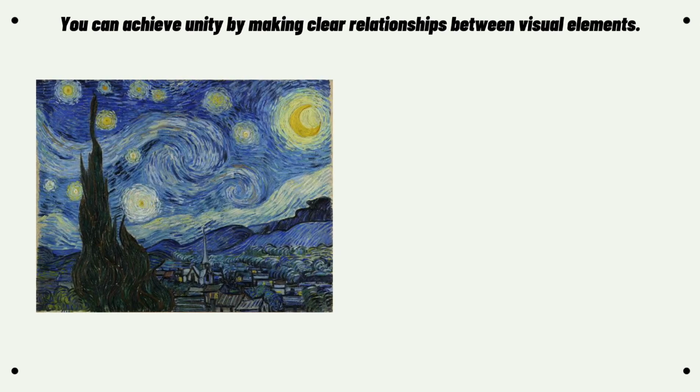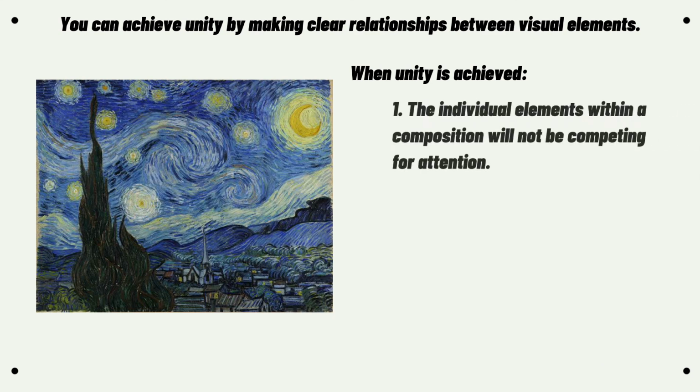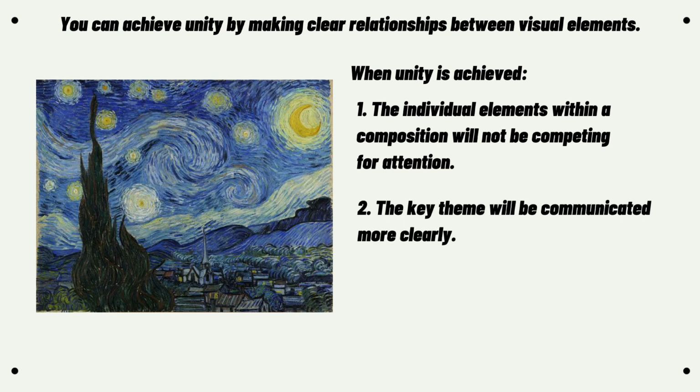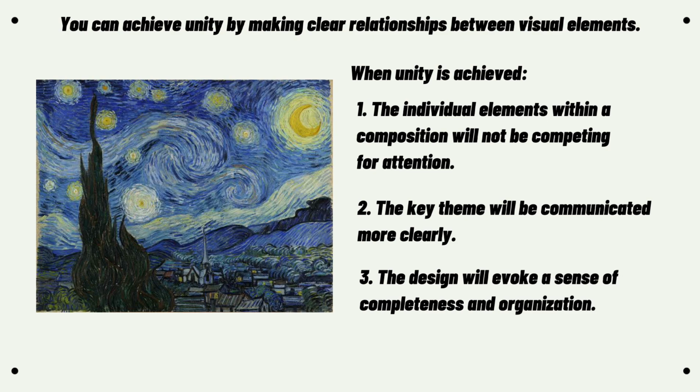You can achieve unity by making clear relationships between visual elements. When unity is achieved, first, the individual elements within a composition will not be competing for attention. Second, the key theme will be communicated more clearly. Third, the design will evoke a sense of completeness and organization.